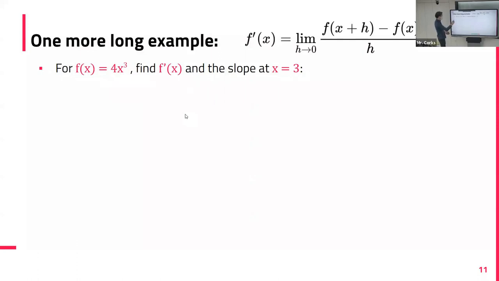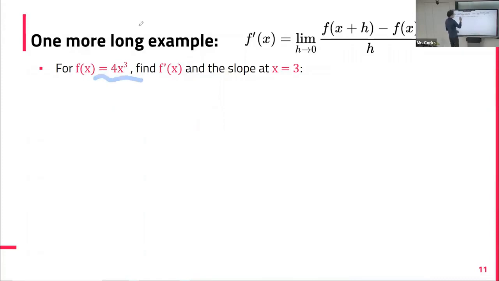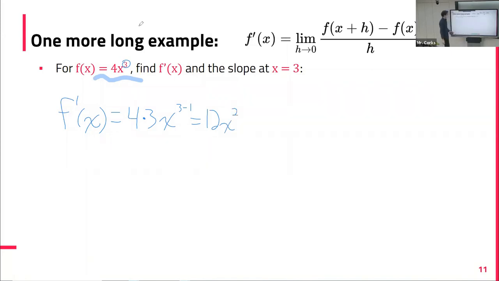All right. With your class, I forgot to do this last part here. We found the derivative for this function. Do you remember what it is? Okay, I'll just write our rule here. It's 4 times the exponent here, 3x, and then with our exponent 3, we subtract 1 from it, which is just 12x squared. So that's the general version of our derivative for this function here.